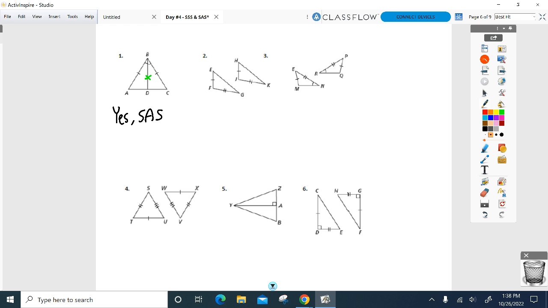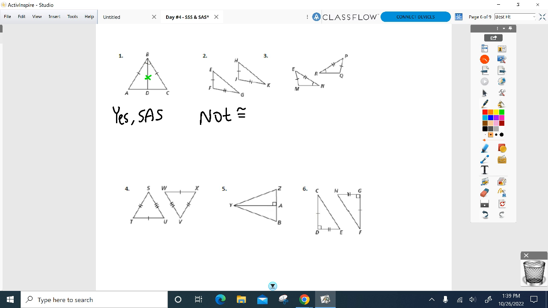You are in charge of the reflexive side. How about 2? What do we think with 2? Are those 2 triangles congruent? No. You don't have enough information. Don't put in your own markings other than reflexive. I do not know anything about EG and HK. And remember, we got a little chuckle out of it yesterday, but there's no such thing as the third side theorem. Just because two sides are equal doesn't mean the third is. So I'm just going to put not congruent.